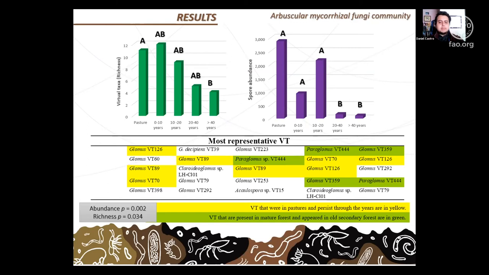In mature forest, mycorrhiza is mainly in roots and not in the soil matrix. We also found that some virtual taxa were present in the entire chronosequence, while other virtual taxa, as you can see in green in the table, only appear in the late stage of the regeneration.